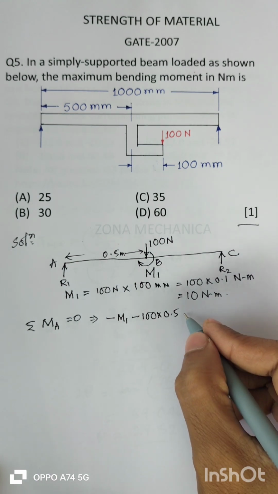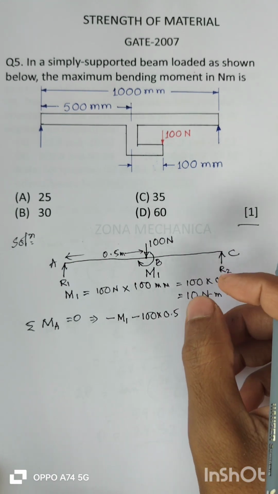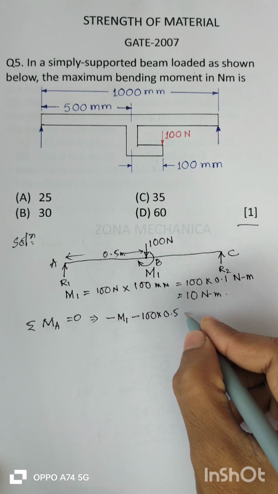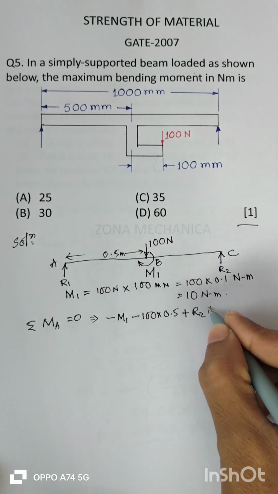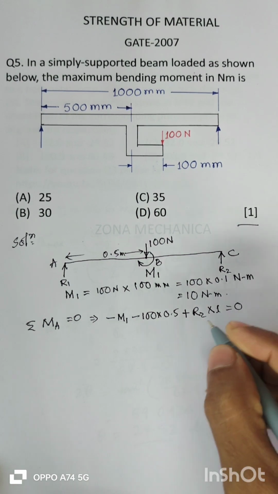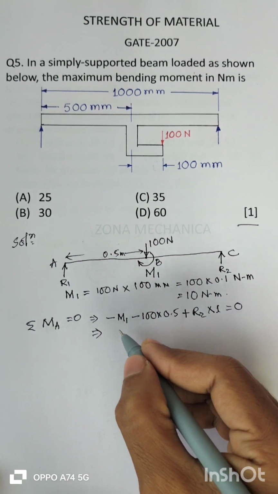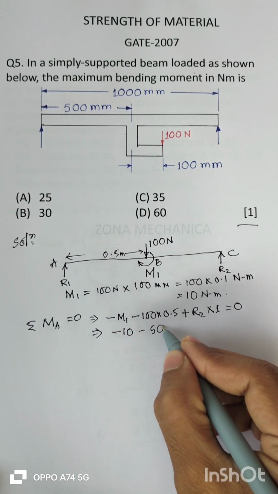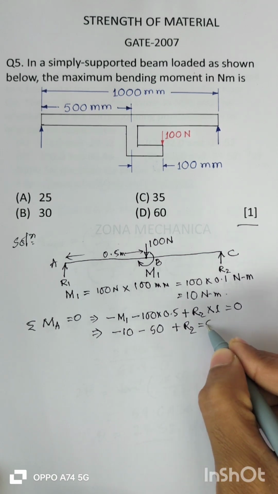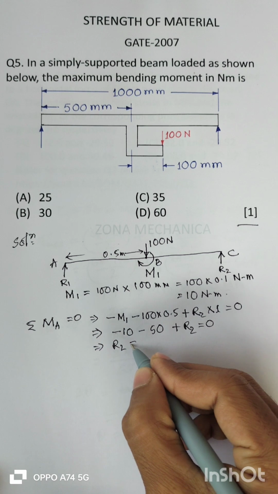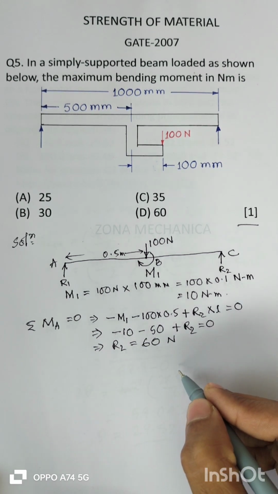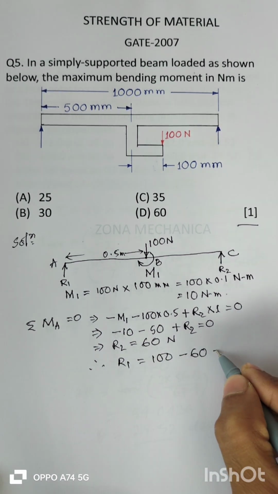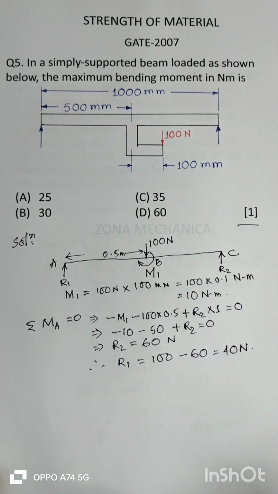And this R2 will create an anti-clockwise moment, as you can realize from the configuration. So this will be a positive R2 into 1 meter, and this will be equal to 0. So which implies minus 10, this M1 is 10, minus 50 plus R2 is equal to 0. So R2 is equal to 60 Newton. Therefore R1 will be 100 minus 60 Newton, that is 40 Newton, right?